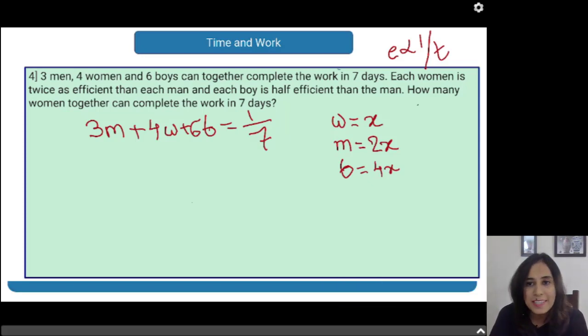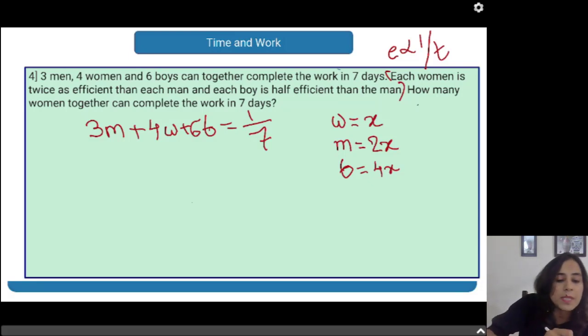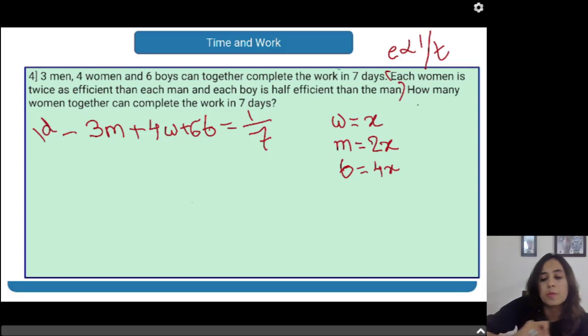Okay guys, your 90 seconds time has ended. As I told you, we now know that the woman is taking X days to complete the job, the man is taking 2X days and the boy is taking 4X days. This we have derived from the efficiency which is already given. Also, it is given that 3 men plus 4 women and 6 boys can together do the job in 7 days, which means in one day they are going to do 1/7 of the total job.